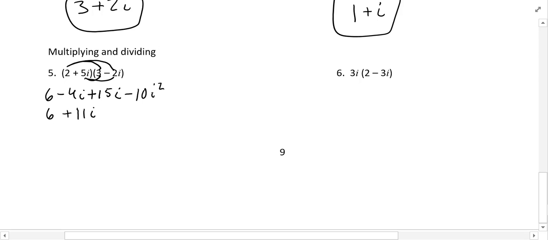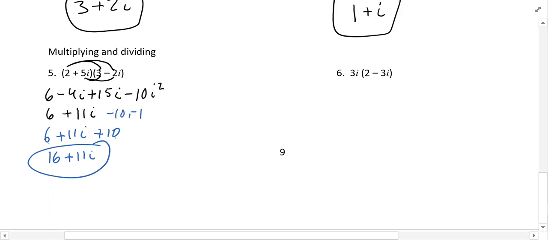And then right here is where we need to simplify into a real number, because we know i squared is negative 1. So we want to think of this as negative 10 times negative 1. So then I get 6 plus 11i plus 10, which means now the 6 and the 10 can be added together to give me 16 plus 11i. So then this is my final answer.